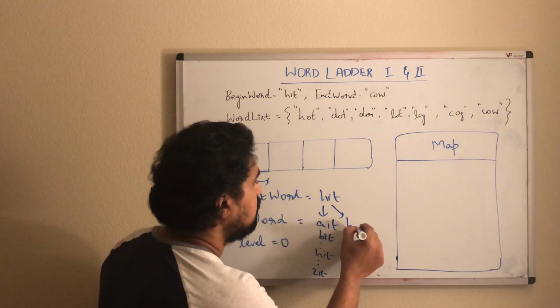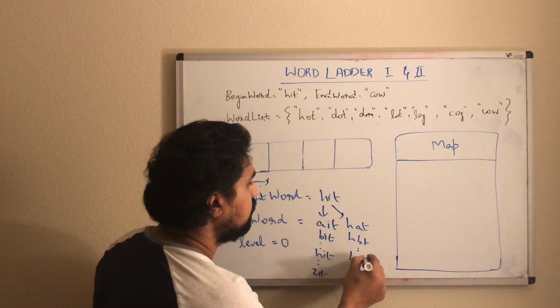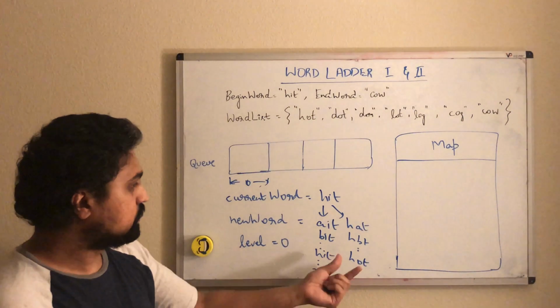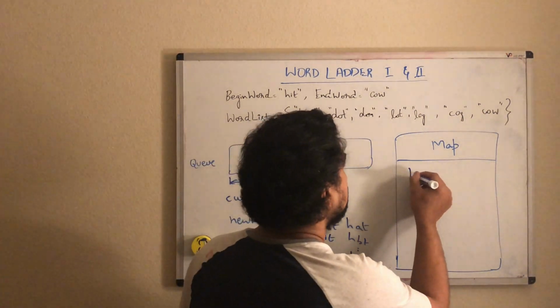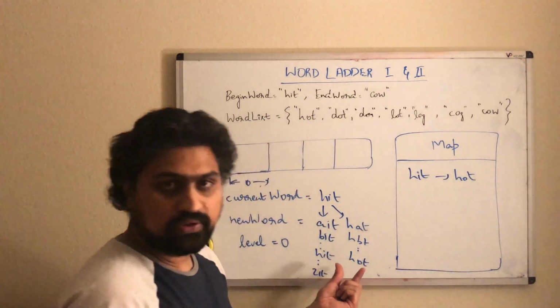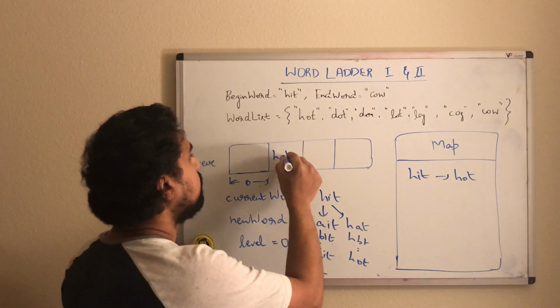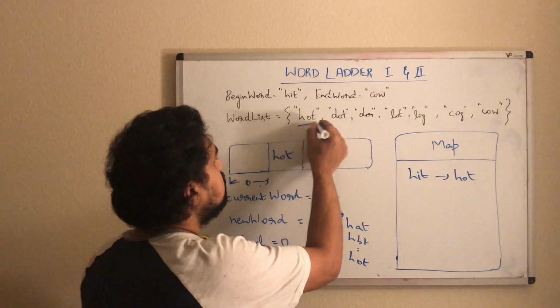Now let's move to the next character. So let's replace this: HAT, HBT, etc. Somewhere in the middle we find hot. Now this word belongs to this word list. So we shall create a mapping between this word hit and hot. So hit to hot. We shall offer this word hot to the queue. And also we shall mark hot as visited.